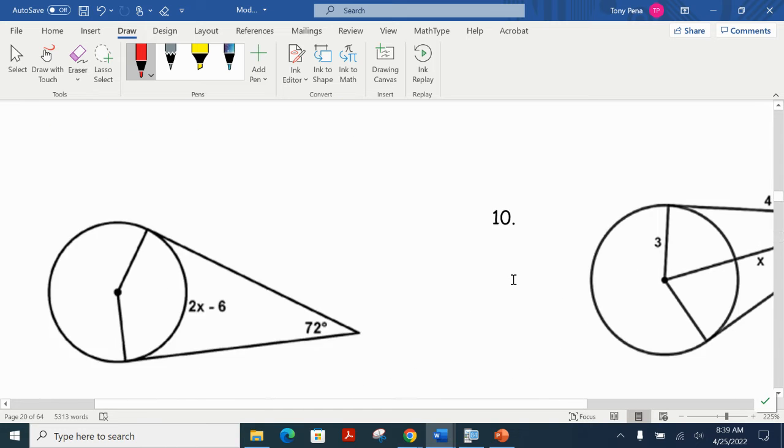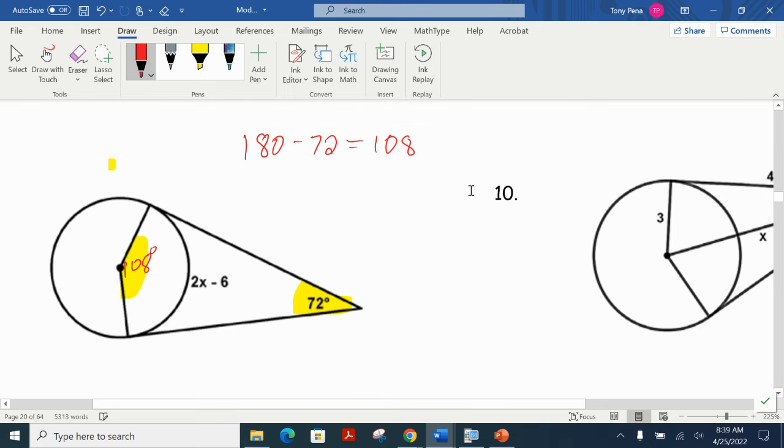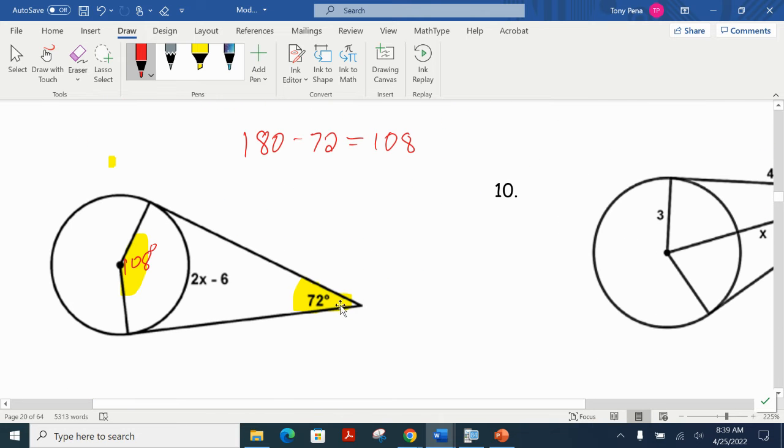When I revisit this problem, it's the same idea where if I know this is 72, doesn't this angle here have to be the supplement of this? So not quite as easy of one to just do in our head, but do 180 minus 72. That means that that central angle has to be a 108 degree angle. All right. So that's the same thing we just did up here. 40 and 140 add up to be 180. 72 and 108 add up to be 180.